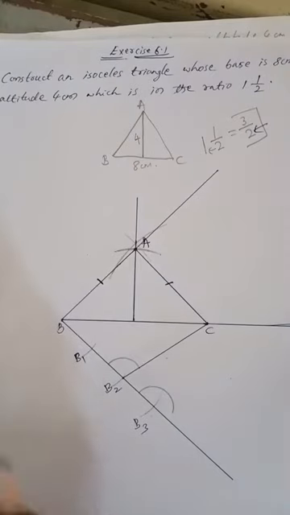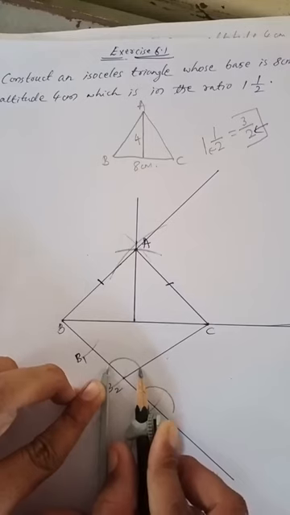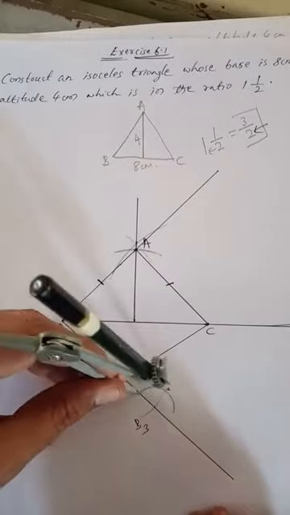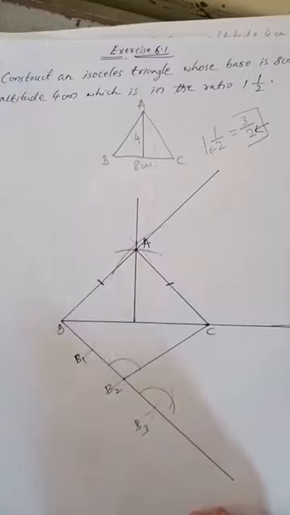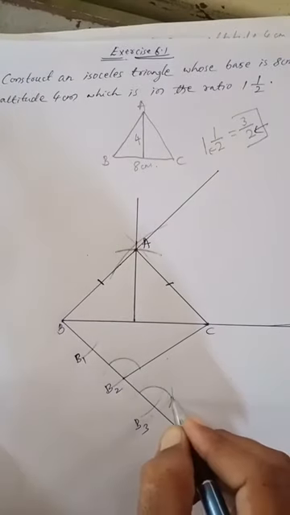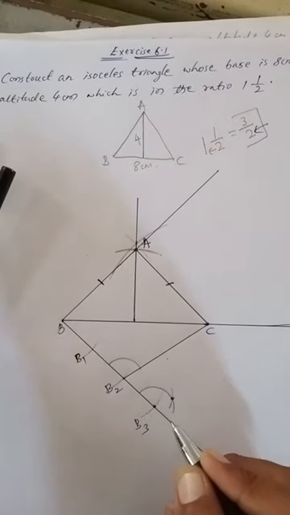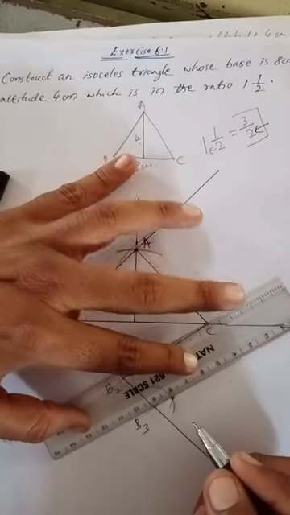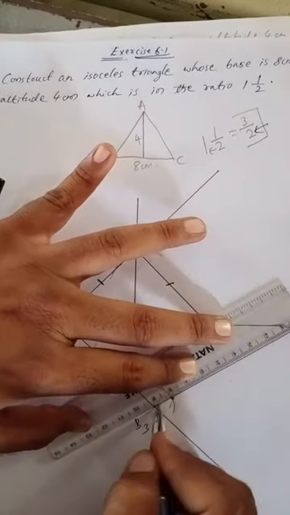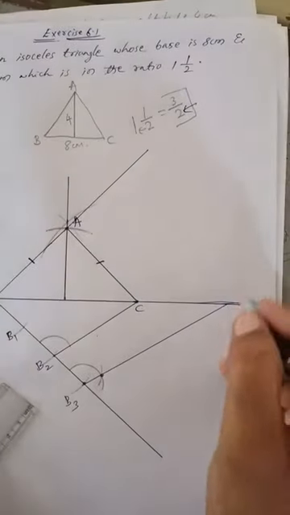Now I want to cut that arc, so for that I should take this measurement. See here, this is the measurement which I have taken. Then I will keep it here on the front side and cut this. Once I cut, I will get a point here that I am going to join from B3. So let's join B3 from here. Yeah, so this is the line that I have drawn. This is called C dash.